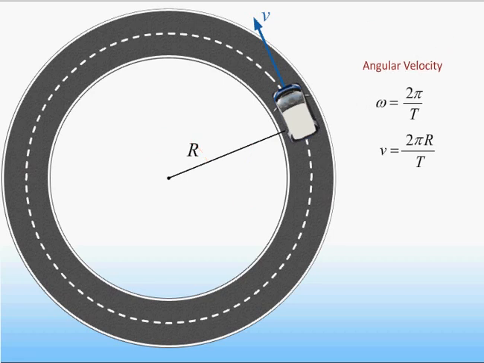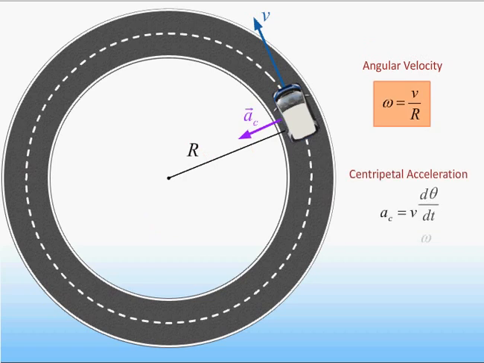Comparing these two equations, we see that the angular velocity is just equal to the velocity divided by the radius of the motion. We can now write our expression for the centripetal acceleration in a more familiar way by replacing omega by v over r, or by replacing v by omega r.